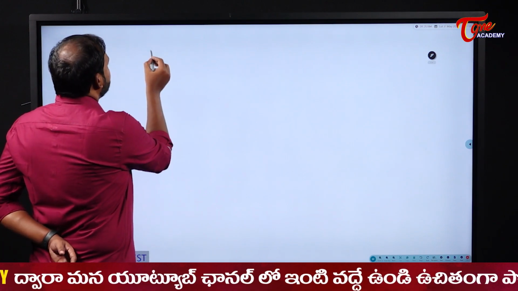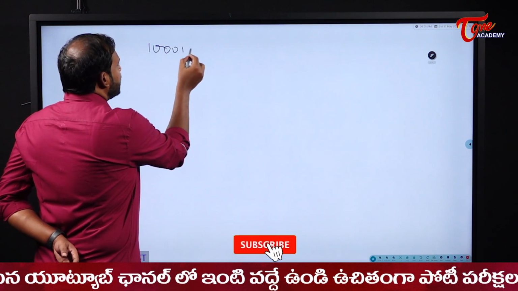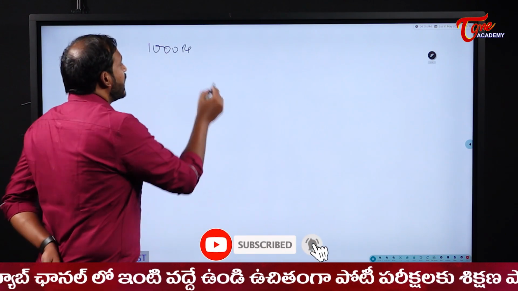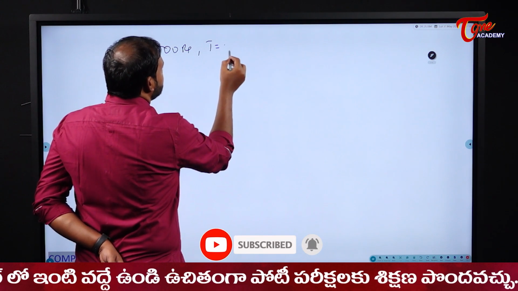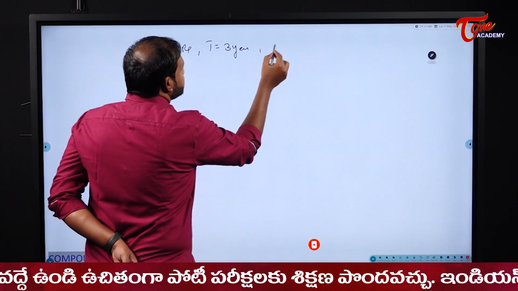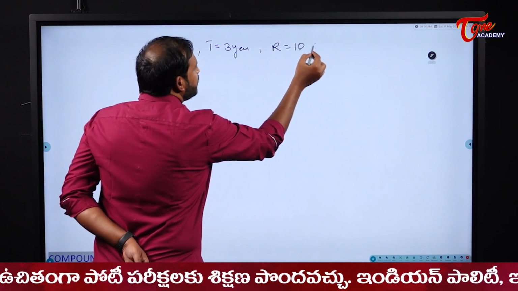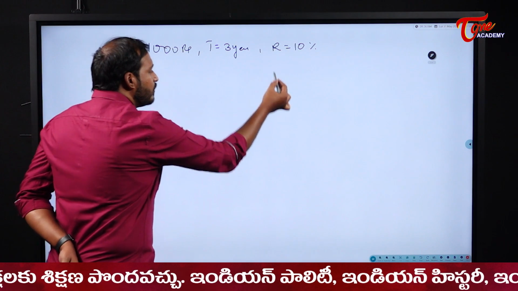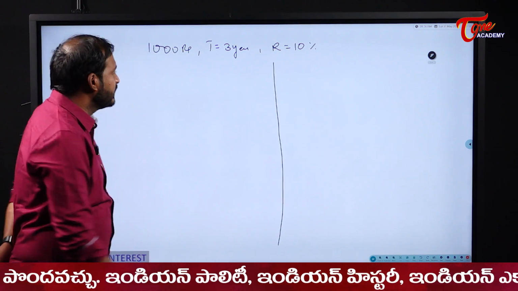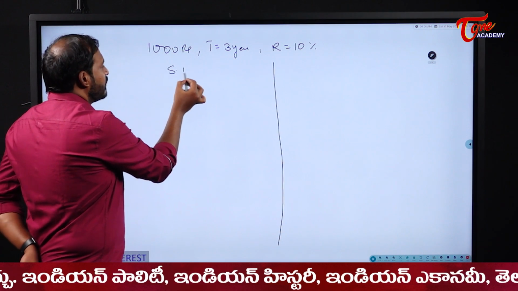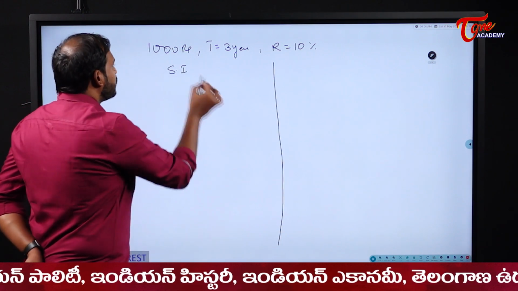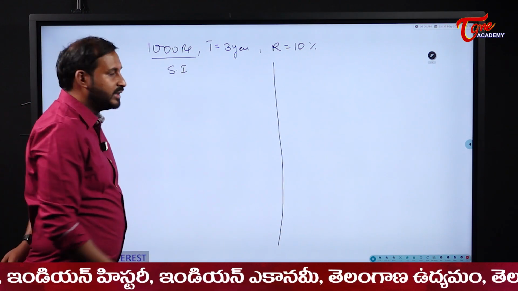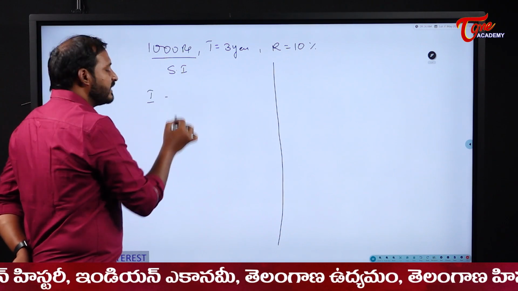Now, for example, if I take 1000 rupees as my principal, the time period is 3 years, and the rate of interest is 10%. What will happen in simple interest and what will happen in compound interest? We will try to observe both of these things, students. In case of simple interest, we pay interest on the principal.